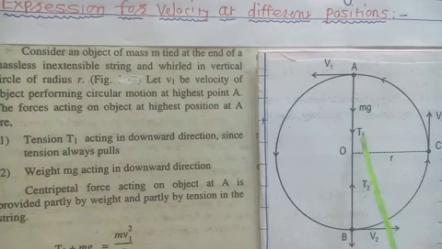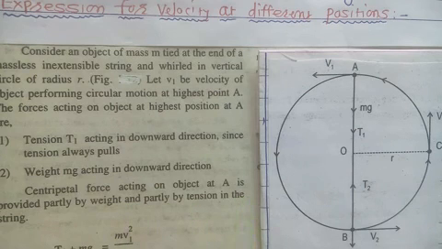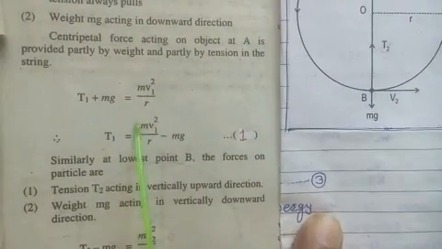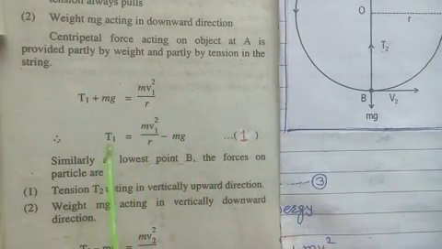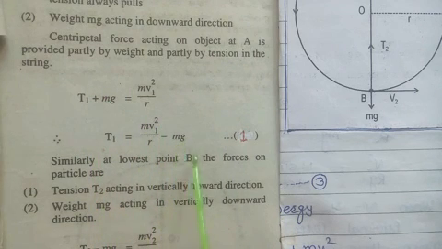Now these two forces in combination provide the necessary centripetal force. Here the centripetal force acting on the object at A is provided by the weight and the tension together. Therefore we can write T1 plus mg equal to centripetal force, m v1 square upon r. So this is the expression for the centripetal force. Now taking mg to the right hand side, we get T1 equal to m v1 square upon r minus mg, call it equation number 1.